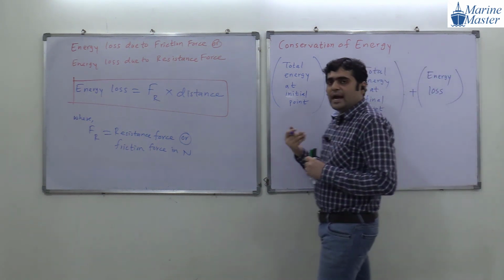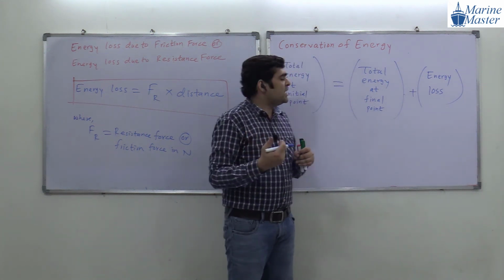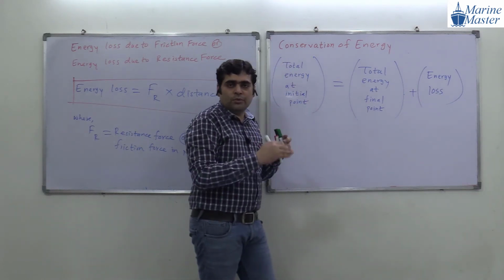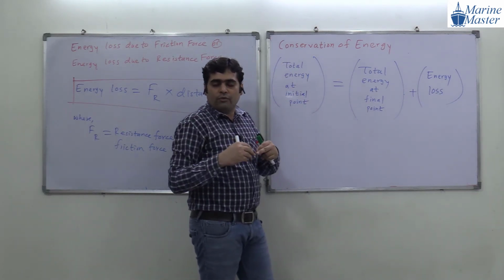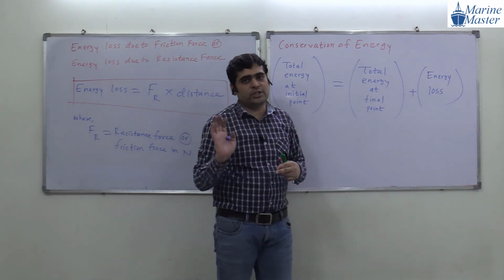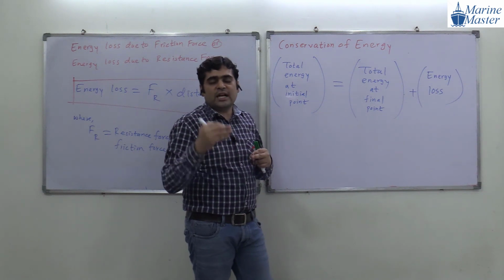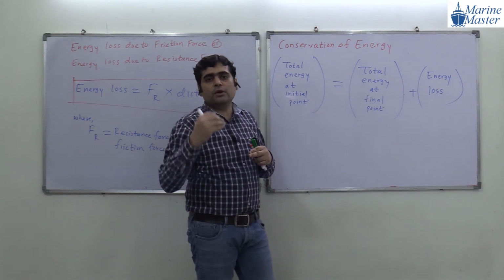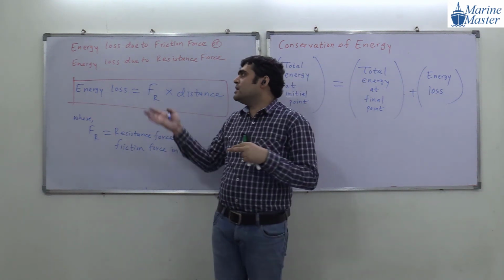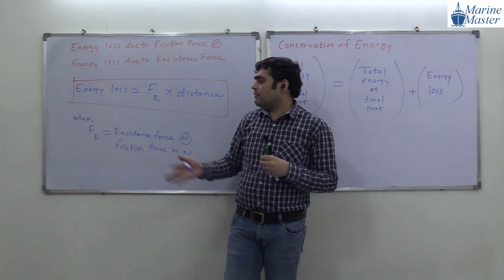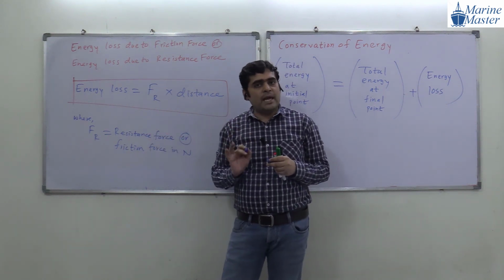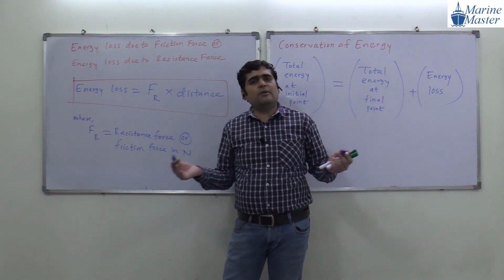Means total energy at initial point is equal to total energy at final point. When we are going from 1 to 2, whatever energy was there will be at the final point if there is no energy loss. Whatever the energy at point 1, the initial point, will go to the final point. And during motion, there may be some friction or resistance, and then there will be some energy loss. If they have given resistance or friction, there will be energy loss. If they have not given any friction, there will be no energy loss.